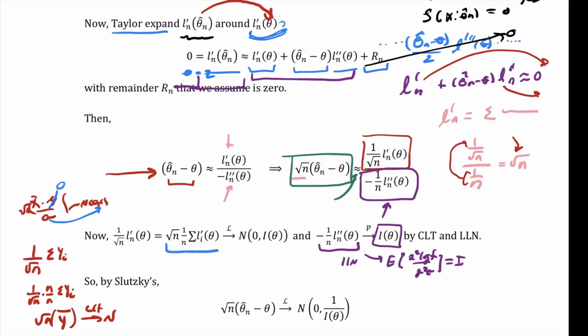So this thing here, and actually let me do red. So this thing here, which I just wrote exactly out that way, goes to a normal distribution with mean 0 and variance I theta.